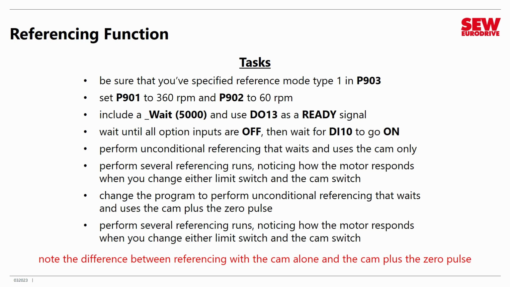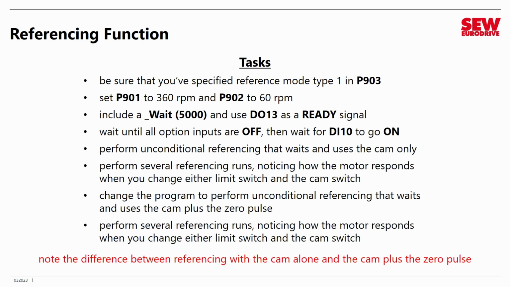All right, next, don't forget to include a wait 5000 at the beginning of your program just to allow everything to stabilize. You're going to use digital output 13 as a ready signal. That's to signal the operator that the wait time is over and you're ready to go. As soon as wait 5000 finishes, turn on DO13 to signal that everything's good to go.